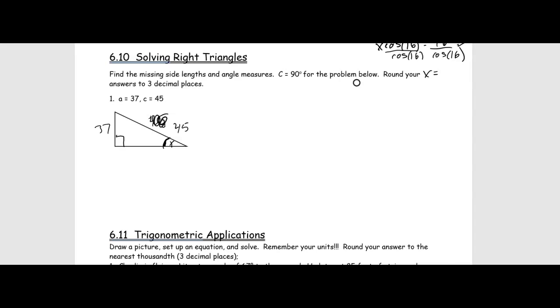So that's 45. So we have the opposite side, and we have our hypotenuse. So opposite over hypotenuse is your sine. So we would do the sine of x is equal to the opposite side, 37 over 45. If I want to get rid of this sine, I hit the second sine, the inverse. So then it sets this up. That's what you want to be looking at in your calculator when you plug that in. All right.